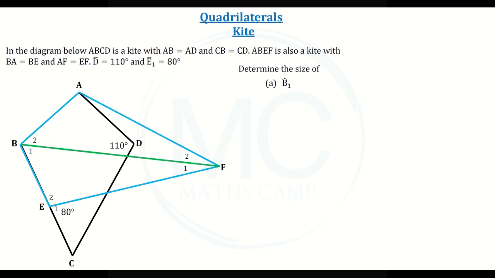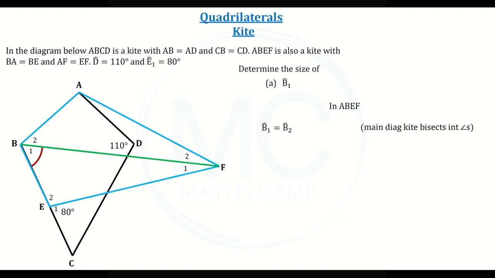Angle B1 sits inside angle B. So let's make it red. Now we know that in kite ABEF, the main diagonal bisects interior angles. So we can see that angle B1 is equal to angle B2. And as our reason, we say the main diagonal of a kite bisects interior angles.